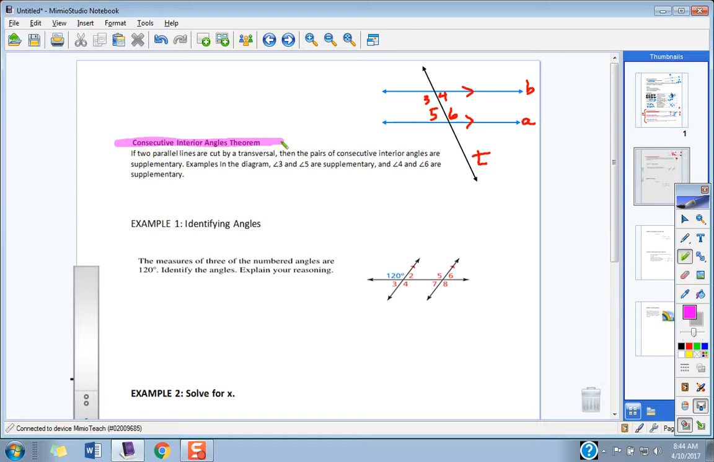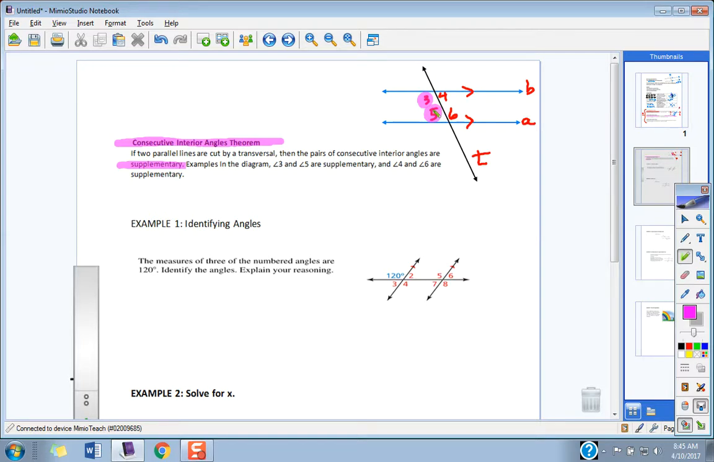Now the difference in this one is this. When we start talking about consecutive interior angles, this is a little bit different. Again, it's prefaced by: if two parallel lines are cut by a transversal, then the pair of consecutive interior angles are, this time, what's the word that I'm highlighting? Supplementary. First of all, what are my consecutive interior angles in this? What's one pair? 3 and 5. They're not saying anymore that 3 and 5 are equal. They're saying they're supplementary.